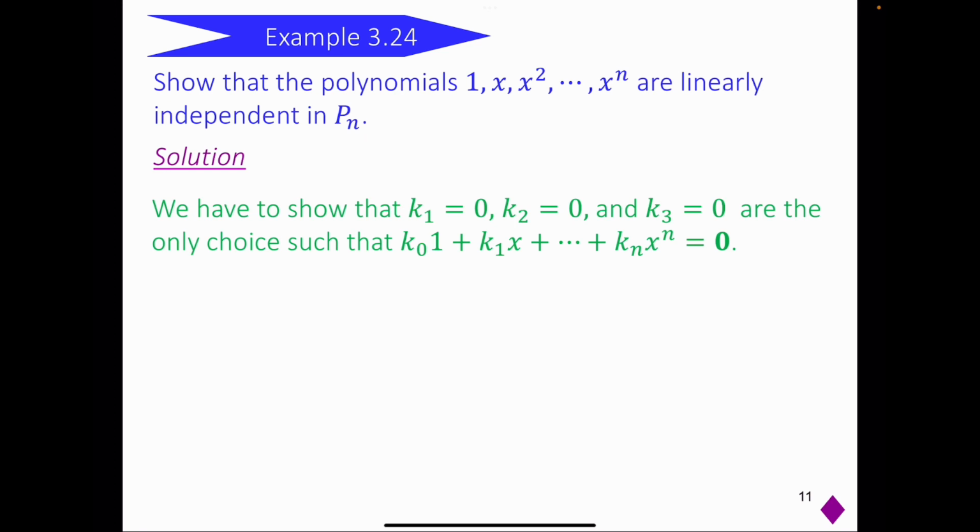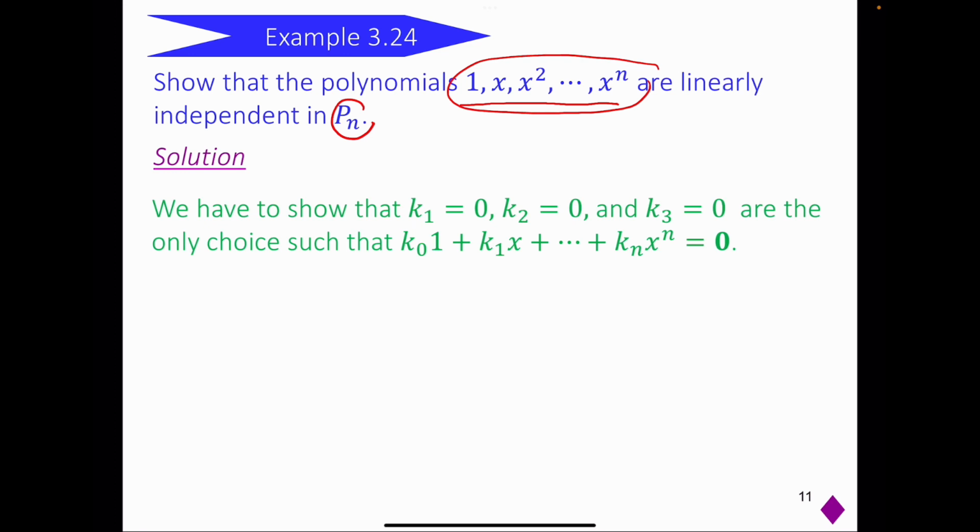Another example, again. Now the vector space is Pn, the polynomials of degree at most n. We have n plus 1 vectors here, and then we want to show that these vectors form a linearly independent set in Pn.